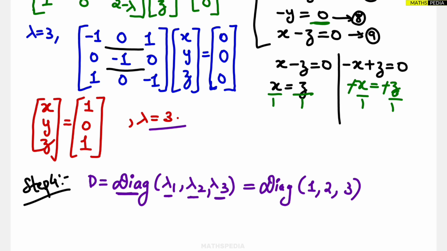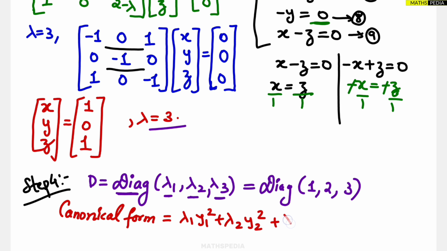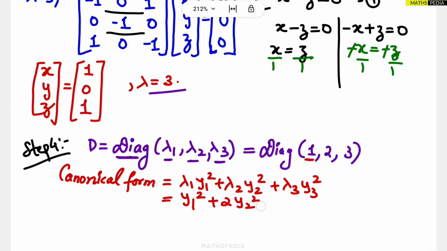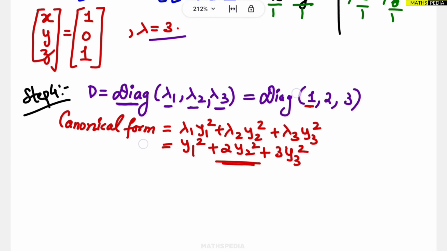Now what about the canonical form? From this we can write the canonical form, which is quite simple. It is lambda 1 into y1 square plus lambda 2 into y2 square plus lambda 3 into y3 square. Lambda 1 value is 1, so y1 square, plus 2 into y2 square, plus 3 into y3 square. Simple. This is nothing but the canonical form. Now we have to get the orthogonal linear transformation. That is step number 5. We'll finish this problem.